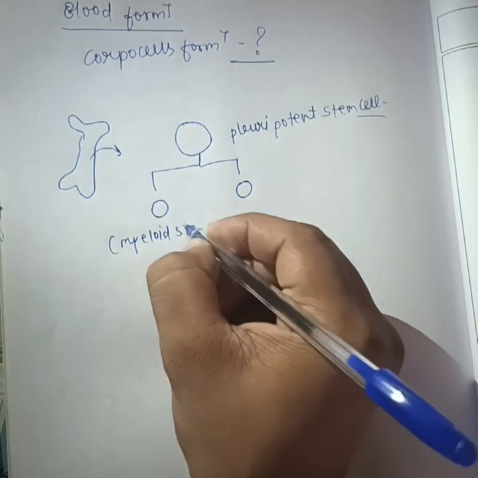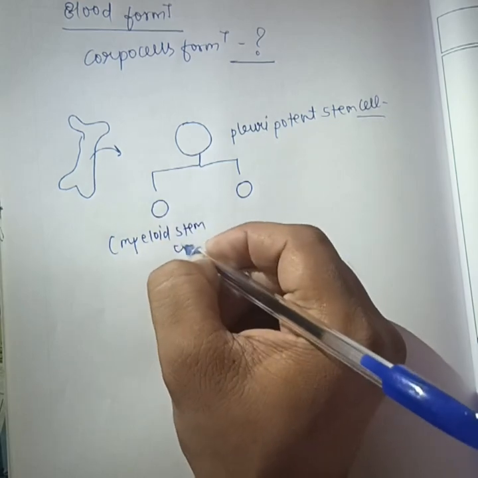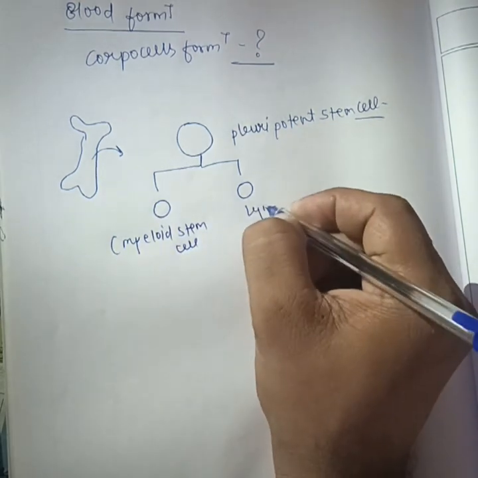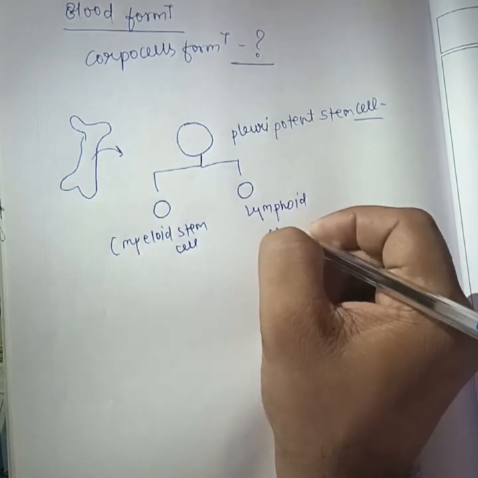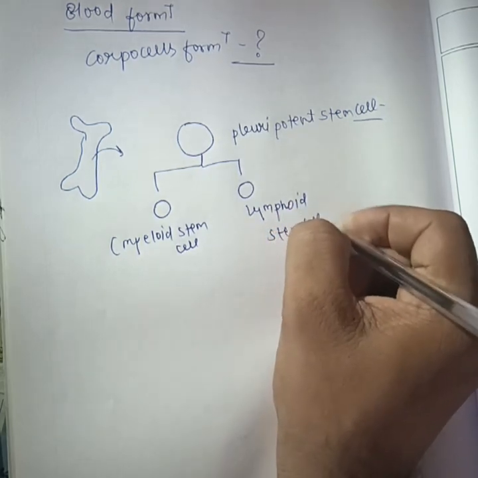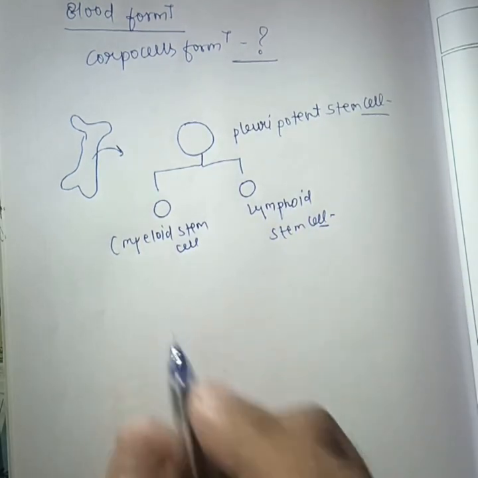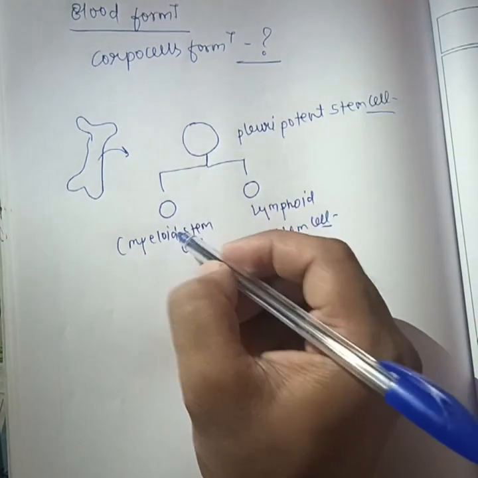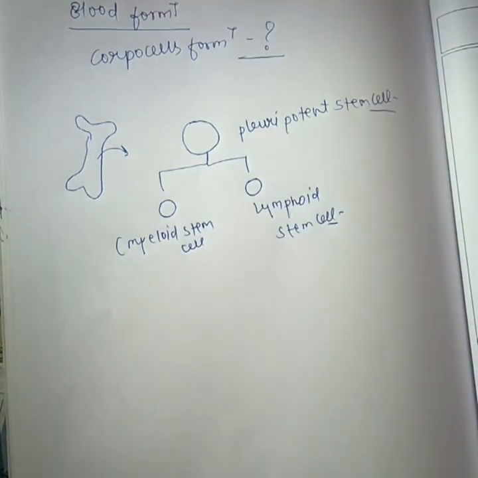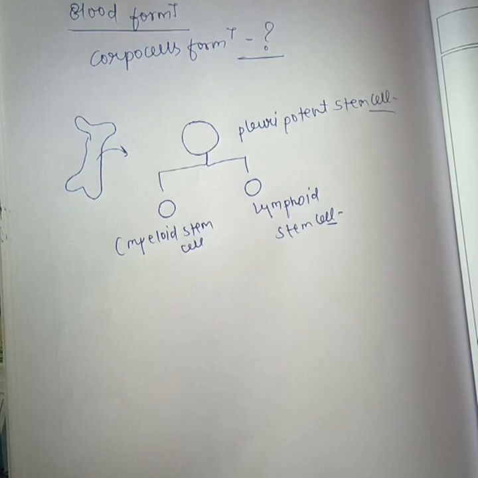One is the myeloid stem cell, and one is the lymphoid stem cell. Myeloid stem cells begin their development in the red bone marrow.